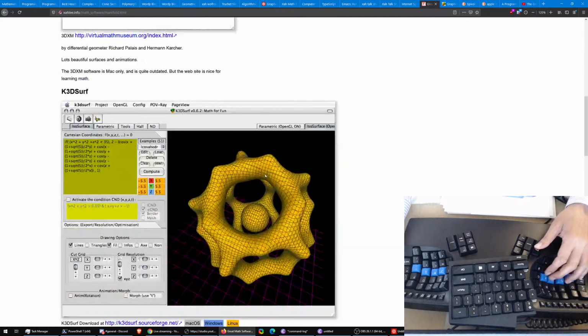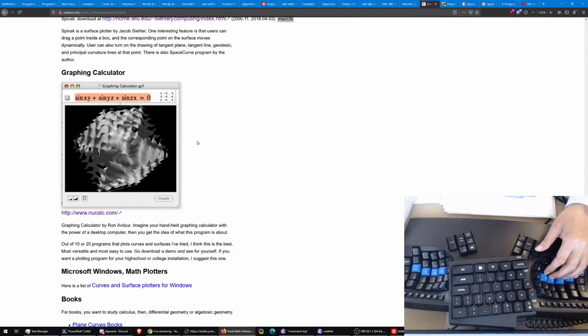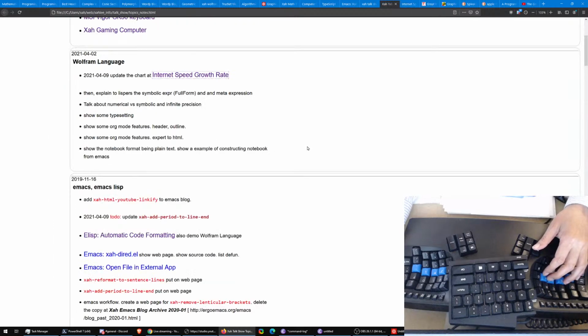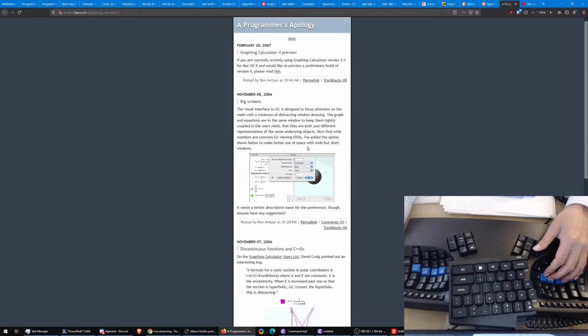So I was saying, how did I mention? Yeah, I was saying this is plotted by graphing calculator, and you can also rotate it in real time. And now let's go back to XahMath. Okay, now let's go back to what I was talking about.